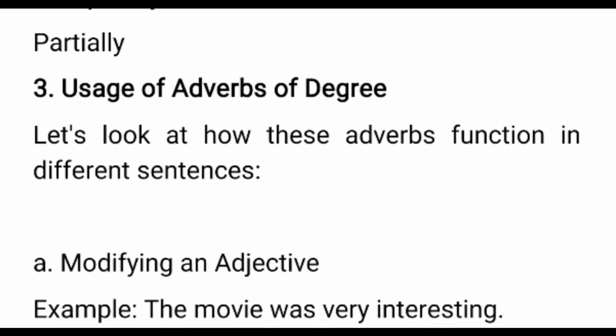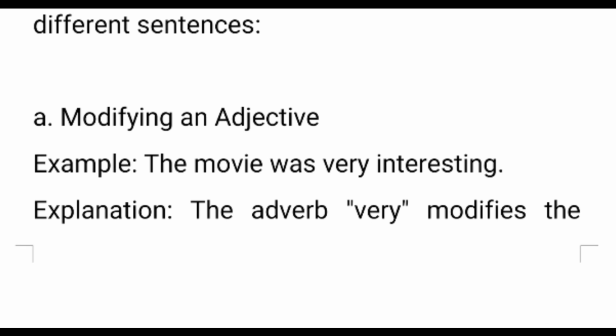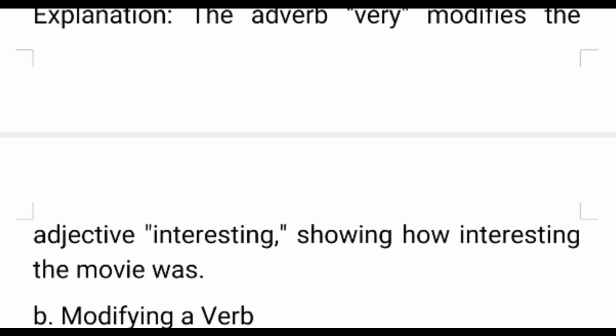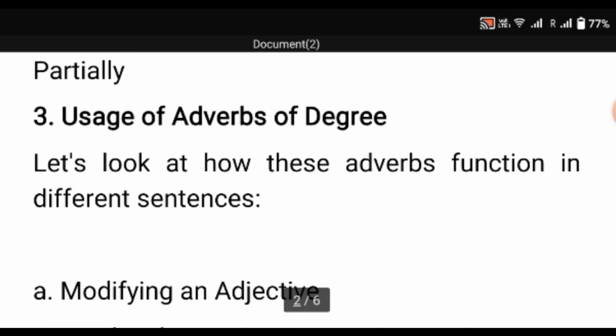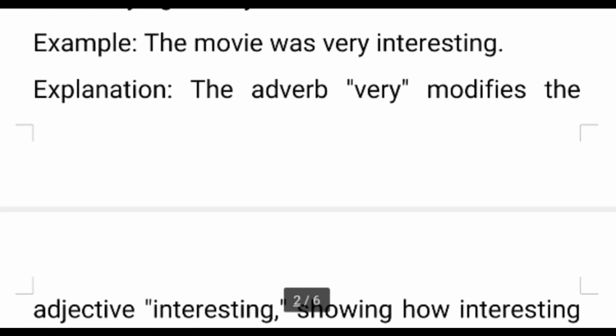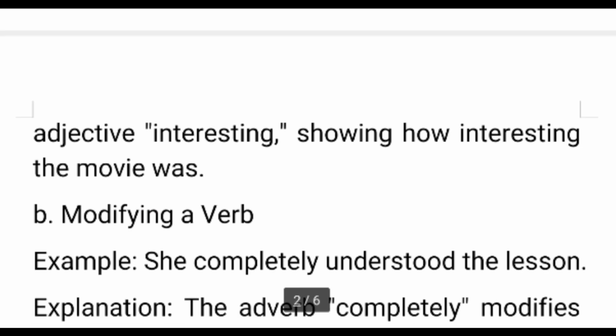Usage of adverbs of degree. Let's look at how these adverbs function in different sentences. Modifying an adjective. Example: the movie was very interesting. The explanation: the adverb very modifies the adjective interesting. You know that interesting is an adjective. So interesting is modified by the adverb very. And very is here an adverb of degree, which tells us how much this thing is interesting. The movie is interesting.